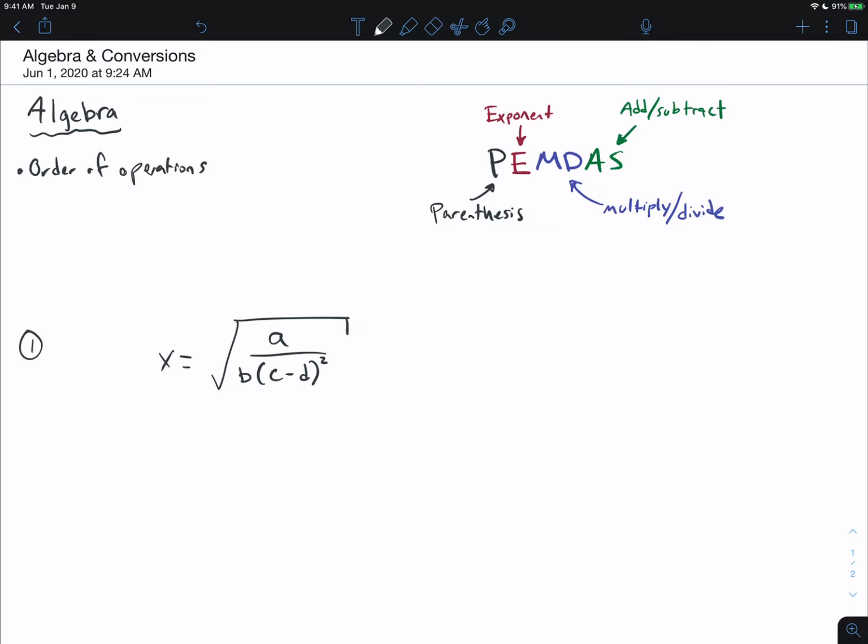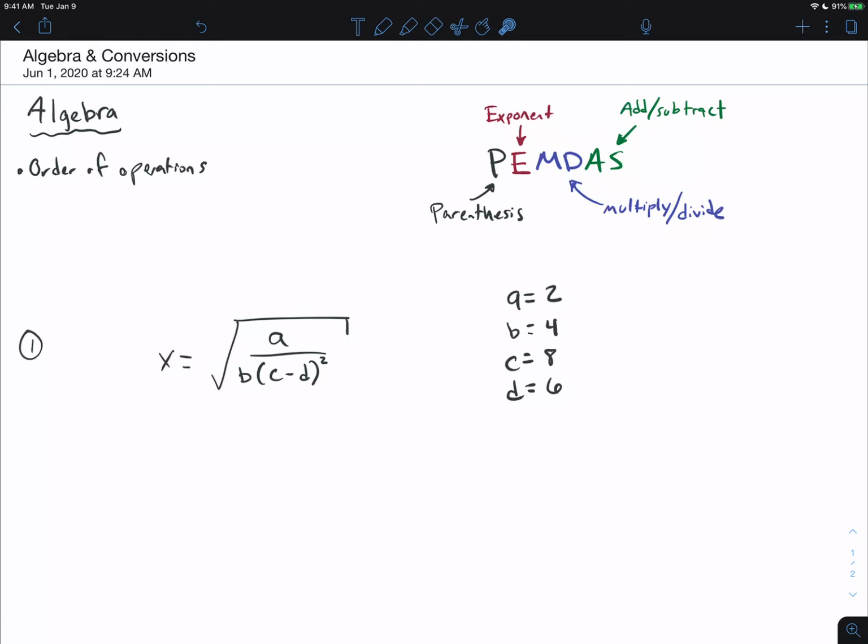What I want to do for this first example is solve x. So here I have a formula, and I just want to solve x. Let's say that a is equal to 2, b is equal to 4, c is equal to 8, d is equal to 6, right? So I have these four variables here, and I want to solve for what x is. So what I'm going to do here is I'm just going to follow order of operations.